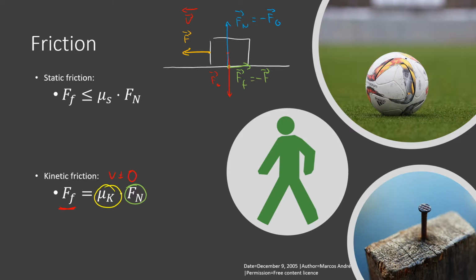Now the coefficient of kinetic friction looks the same as the static friction, but it's slightly different. In fact, we know that the coefficient of kinetic friction for a given surface is always going to be lower than the coefficient of static friction. This means that it's always more difficult to get a body to start sliding than to keep it sliding.